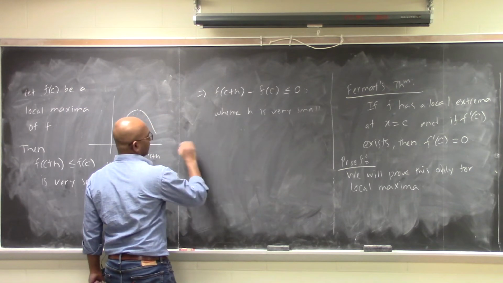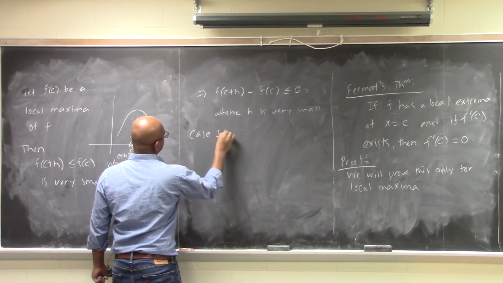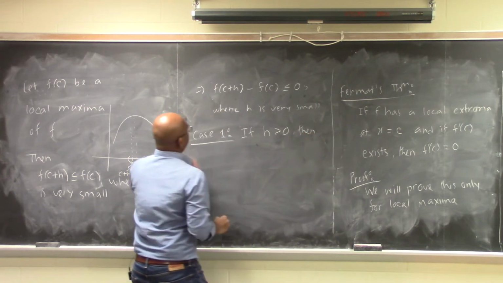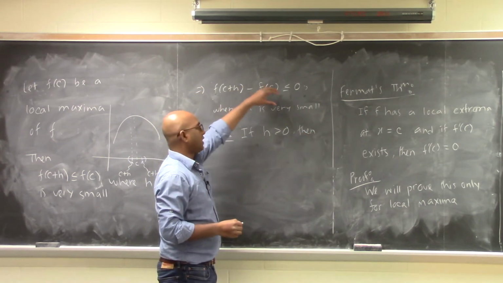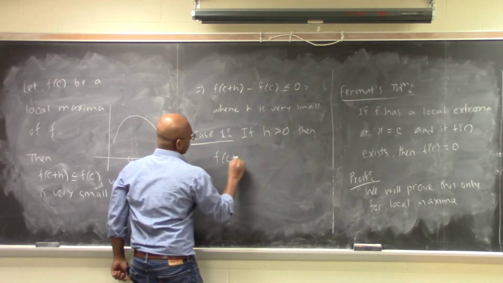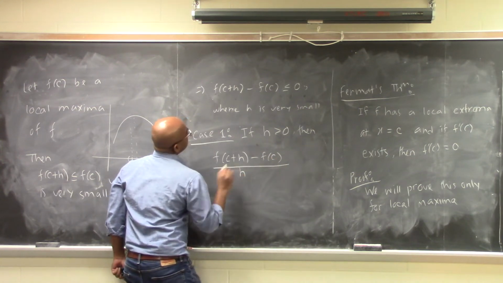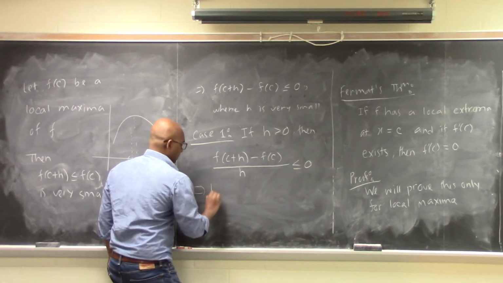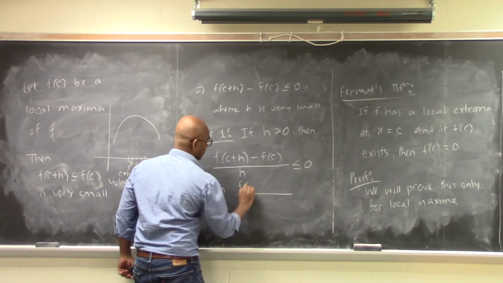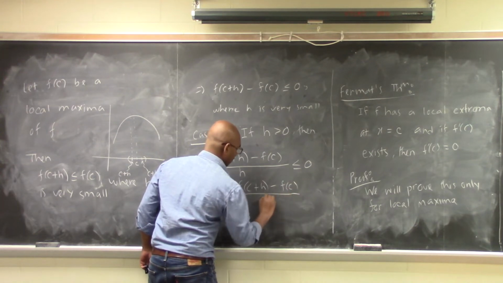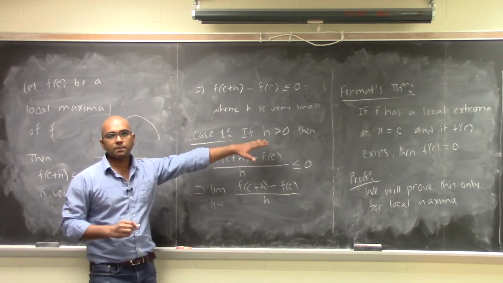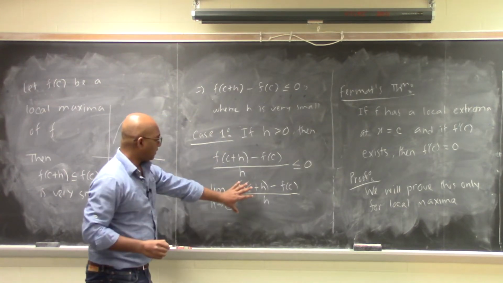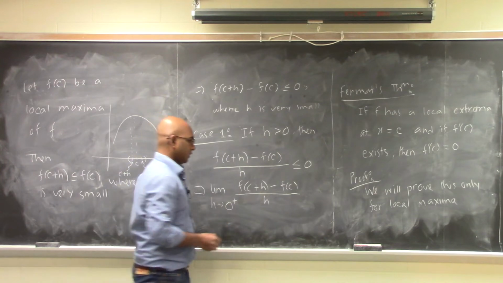Now two cases. Case 1: if h is positive, then if we divide this inequality by h, the inequality sign will remain the same, right? Then f of c plus h minus f of c over h is less than or equal to 0. Now we can take a limit as h approaches 0. The limit of this difference quotient as h approaches 0, but notice here h is positive, so h approaches 0 from the right side, is less than or equal to the limit of 0, which is just 0.